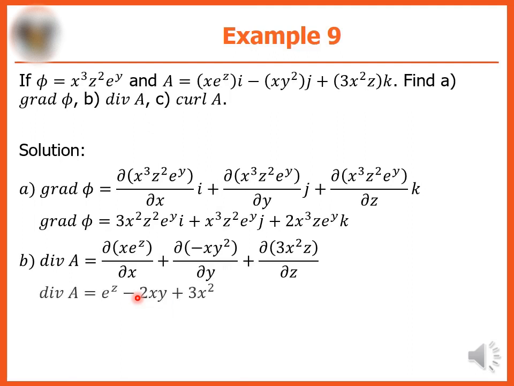So again, getting the partial derivatives. For this term, with respect to x, we hold e raised to z as constant. The derivative of x is 1, so we have the constant e raised to z. And then the partial derivative of this with respect to y, x is constant. So we have 2y, the derivative of y squared, so we have negative 2xy, plus the partial derivative of this, where we hold x as a constant. The derivative of z is 1, so we have 3x squared.